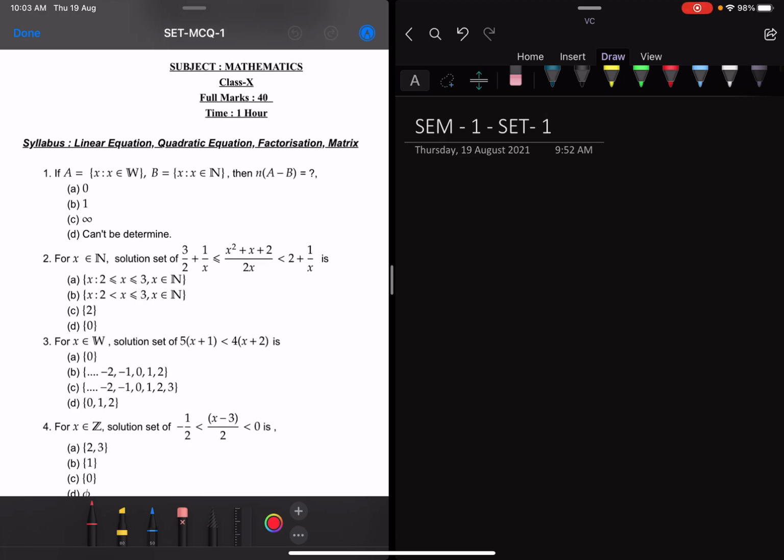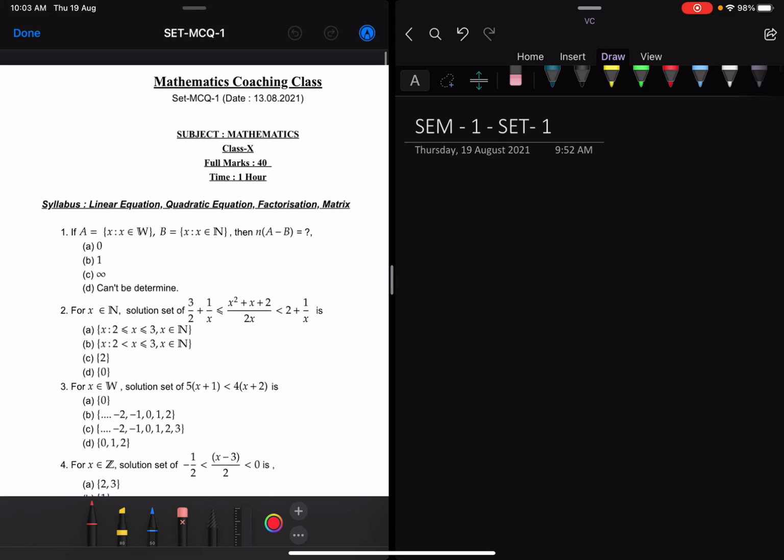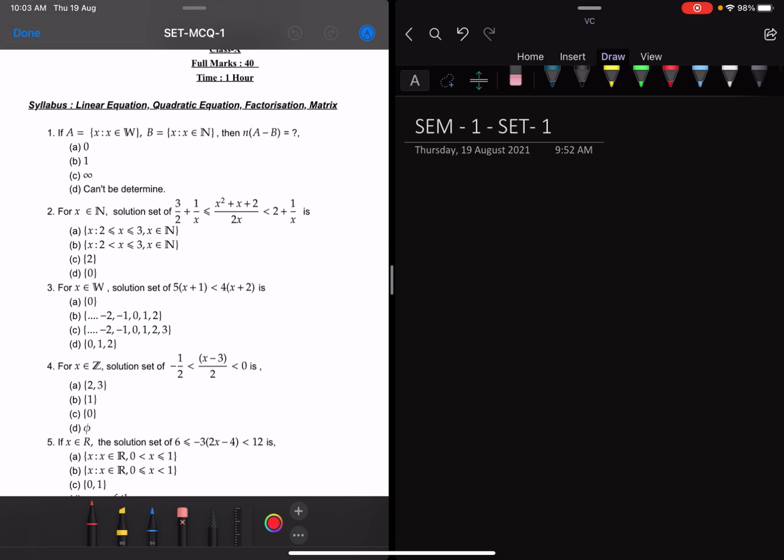Hello, we will discuss the question set number 1 for semester 1 sample questions. Now, for the question number 1, this is the solution series. Okay, this is the question number 1.